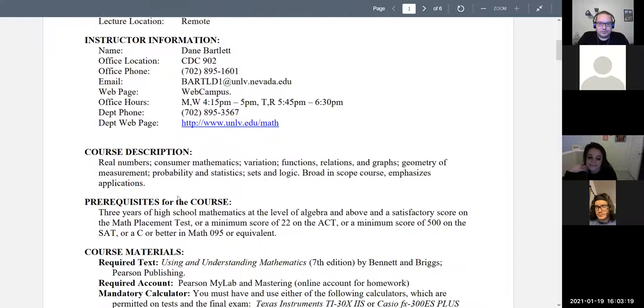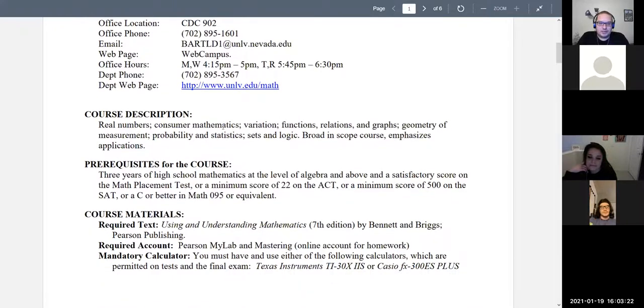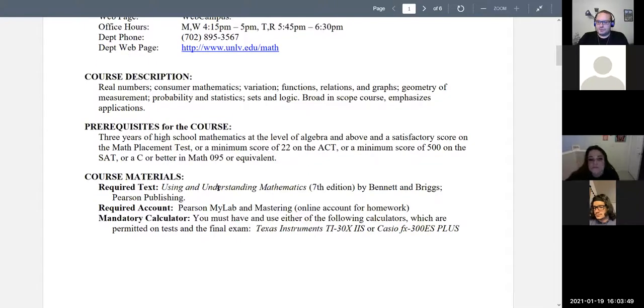Okay, so the course description, this is basically what we will be covering this semester. We'll be looking at real numbers, consumer mathematics, variation, functions, relations and graphs, geometry of measurement, probability and statistics, set and logic. And in general, this is all going to be a very broad course, very broad in scope. We're not going to go into too much depth into any particular topic. I'm not going to worry about the prerequisites. You are in this course, so you have the prerequisites.